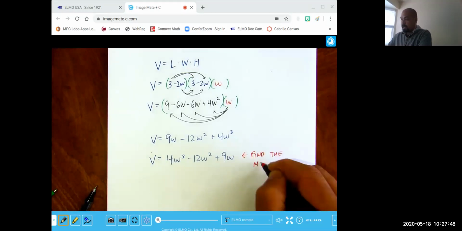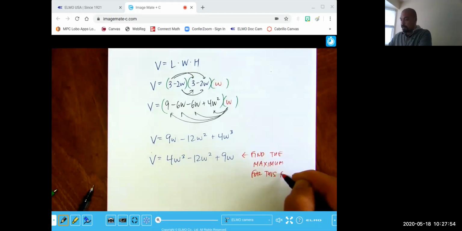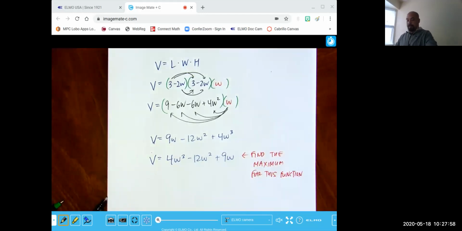The maximum for this function, for that equation. Okay, so that's going back to our 4.3, 4.1 discussion. Given some equation, some function, can we find the max or min? Okay, critical numbers, first derivative test, all that fun stuff.